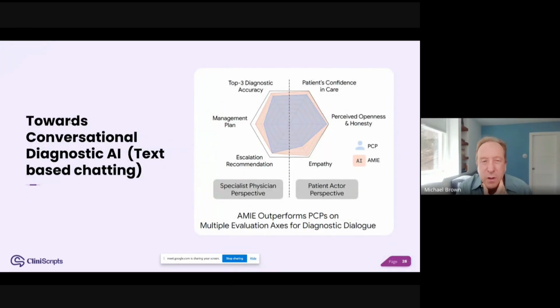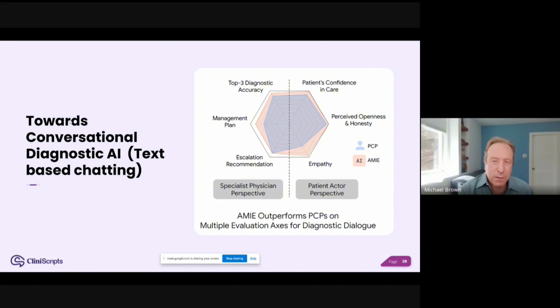Here's one that was interesting, in which they had some providers, this is primary care providers, interact with patients through chat. And they had ChatGPT interact with these patients through chat. And they found not only did the ChatGPT do a little better than the physicians in terms of the clinical aspect, but it also did better than the providers in terms of empathy.